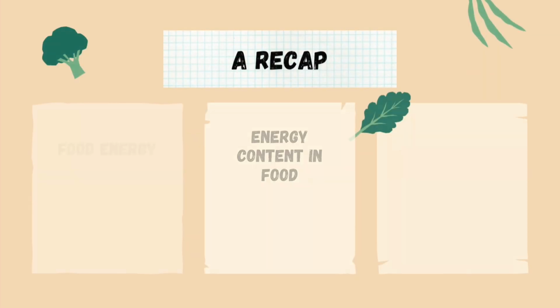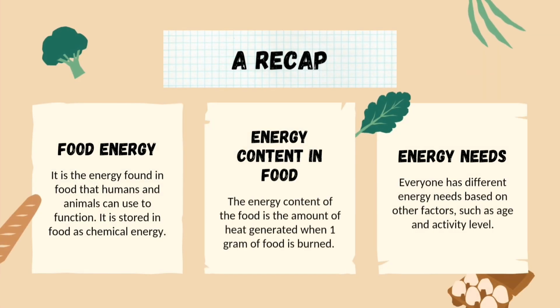So let's quickly lock this into your brain forever. Food energy is the energy stored in food as chemical energy. The energy content of food is the heat released when 1 gram of food is burned. And energy needs differ from person to person depending on age, activity, and body condition. If you remember this, food will never look the same again.